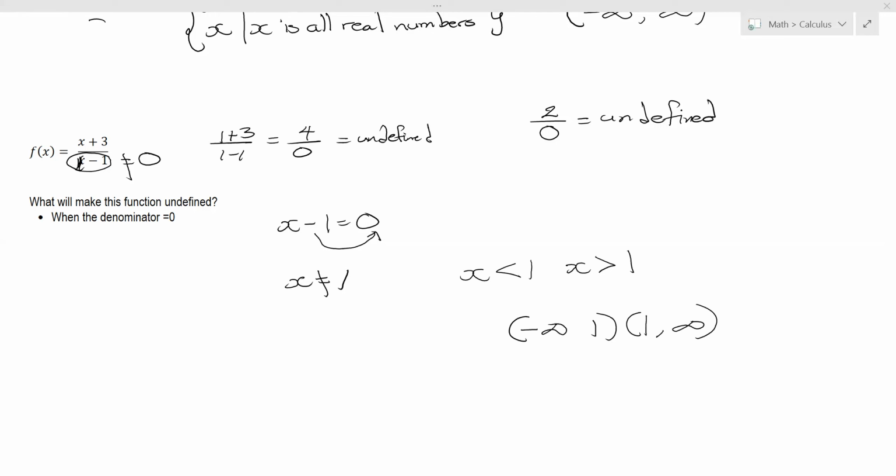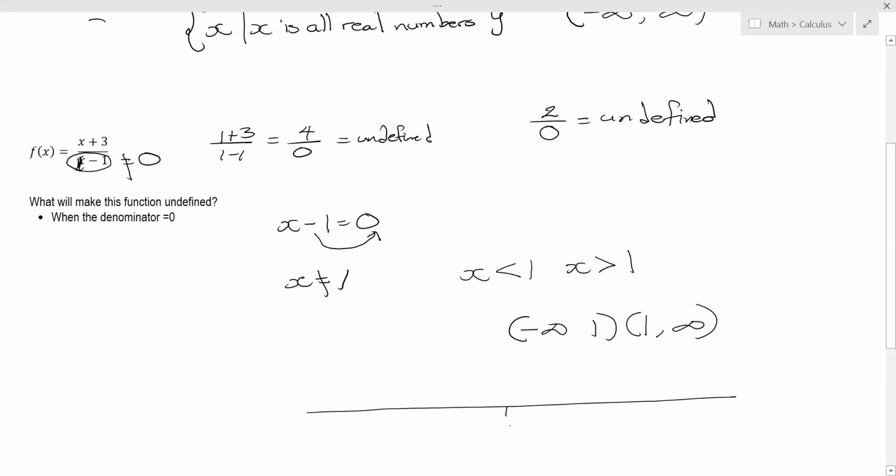Okay, so I think we can go to other questions. x less than 1, and or we can also do this on a, let me also use a number line.